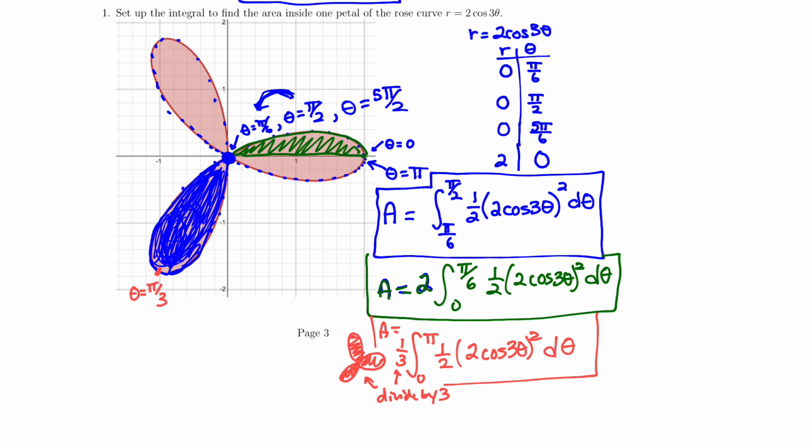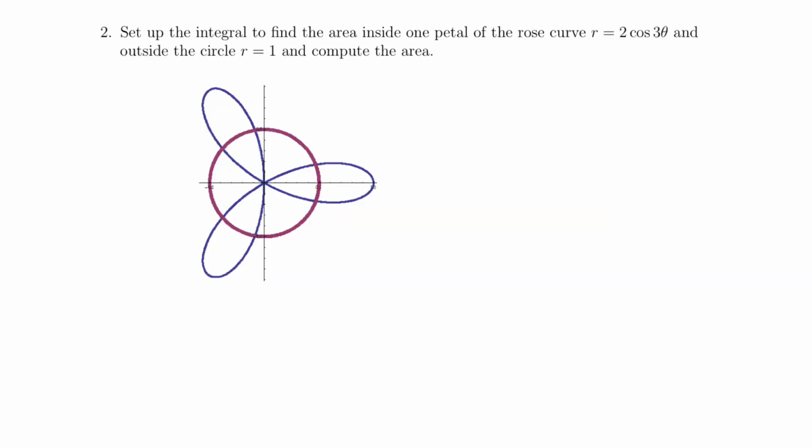All right, any questions on that first problem? Let's look at problem 2. All right, so this time, instead of just finding the area in a petal, I want to make it a little more complicated. I want to find the area inside a petal, but outside the circle. Inside the petal, but outside the circle.